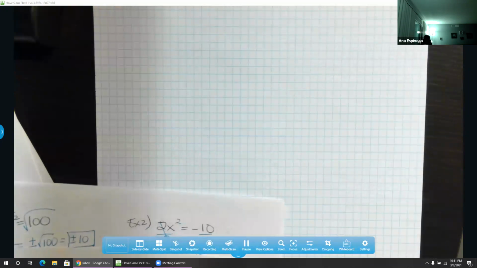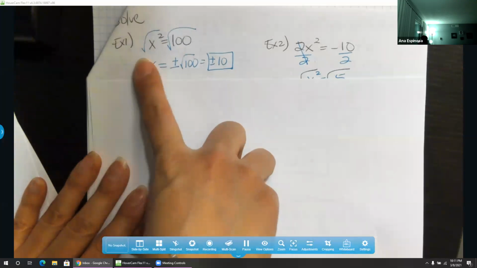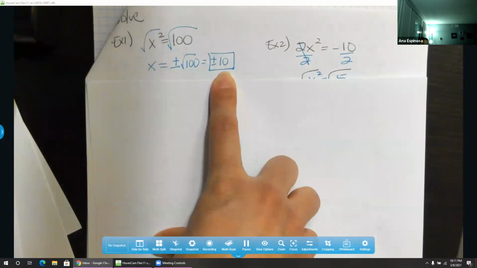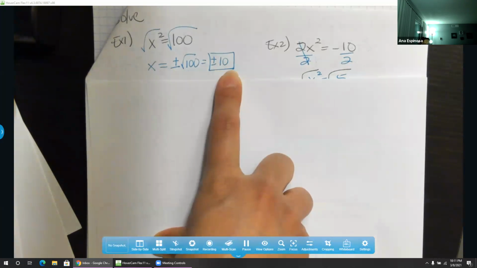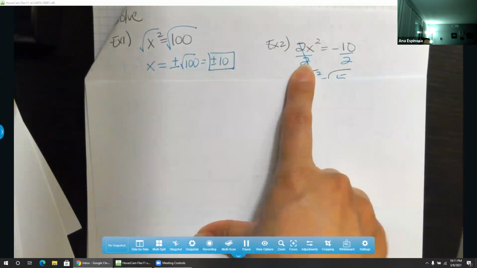All right, so let's just go over some of these problems. If I have x squared equals 100 and I want to solve for x, I take the square root of both sides and I end up with plus or minus the square root of 100, which is plus or minus 10. So it means that you just don't have 10 as an answer. It's a positive 10 and a negative 10. You have two answers.